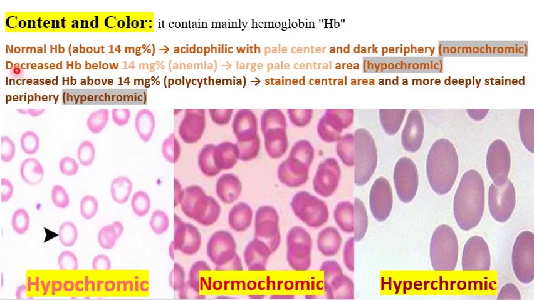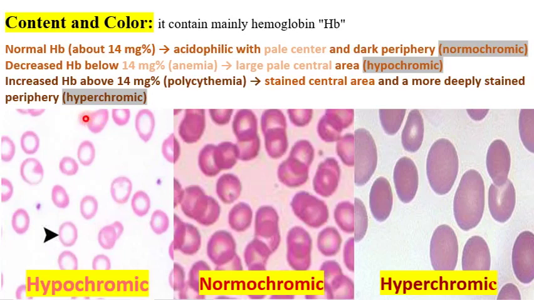But in case of decrease of hemoglobin below 14 milligram, which is called anemia, the shape will change to that, with a large pale central area, which is called hypochromic. It will be acidophilic, but the pale central area is enlarged in size, so this is called the hypochromic cell with low content of hemoglobin.